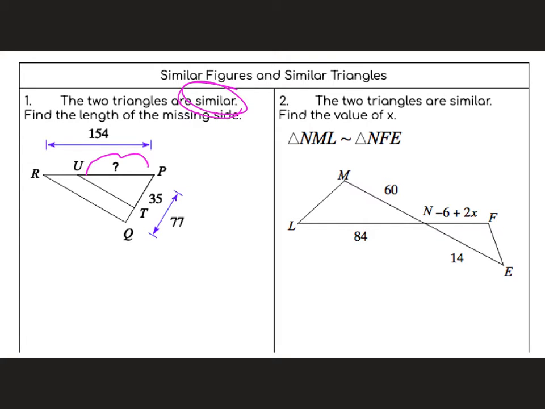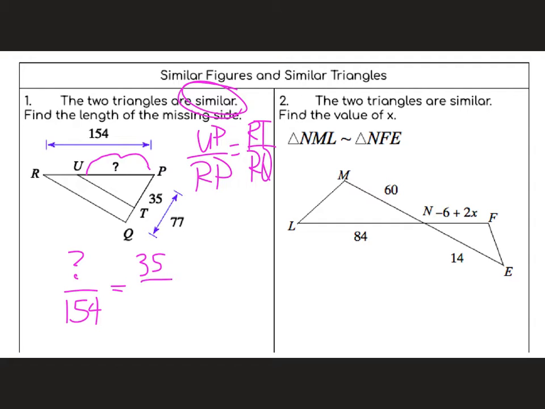So, I'm going to claim that UP over RP matches up with RT over RQ because of the similarity. Now, UP, I don't know what it is, so that's why I put the UP on top. RP is 154 because it says so. RT is 35, and QP, that's a QP, it looks like a QR, confused me, is 77.